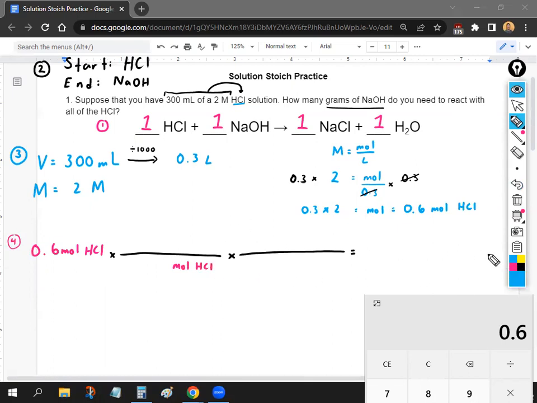Okay, we want to turn it into NaOH, right? That's what we're looking for in this problem. So we're going to put moles of NaOH on the top. And then if you ever see moles on the top and bottom of a fraction, the numbers come from the chemical equation.